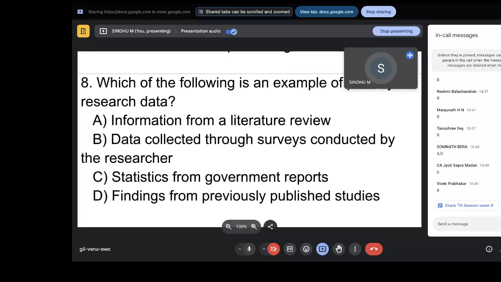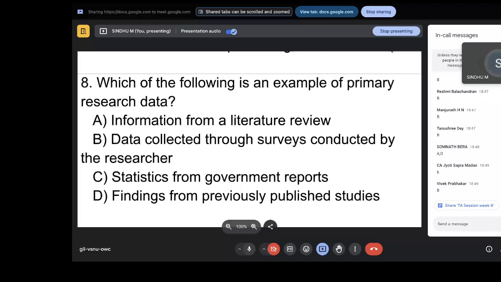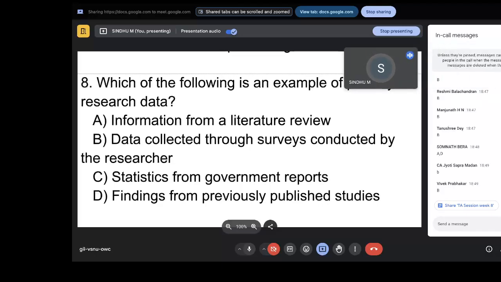So option A, information from a literature review. Here the data is collected from a literature review or based on what has already been done, so it is not exactly original. That can be used as data, but it won't come under primary research data. So option A is not correct.